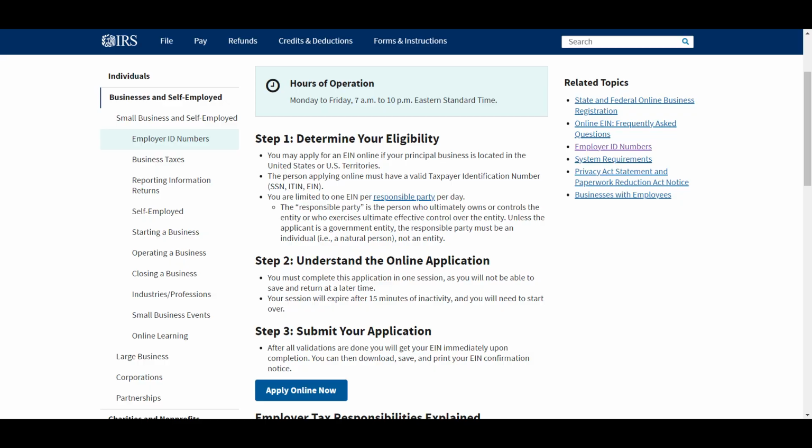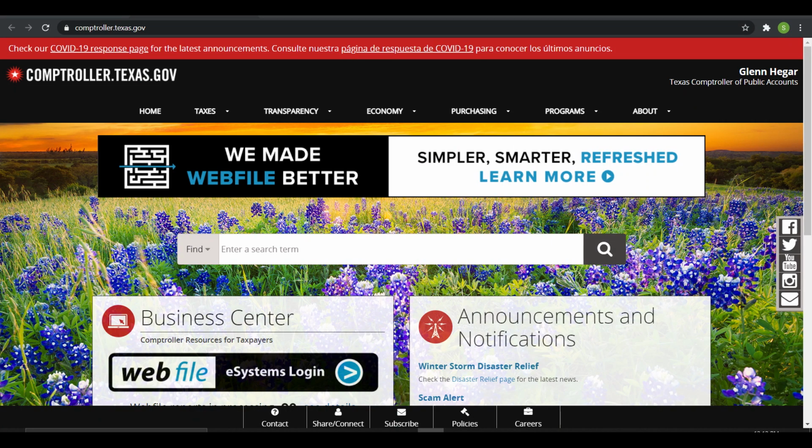Finally, you're going to want to consider annual reports. Now, unlike most states, Texas does not require LLCs to file annual reports with the Secretary of State. However, LLCs must file the annual franchise tax reports.